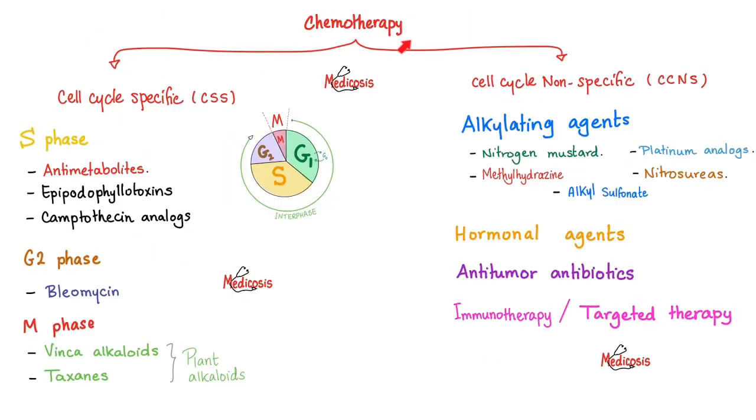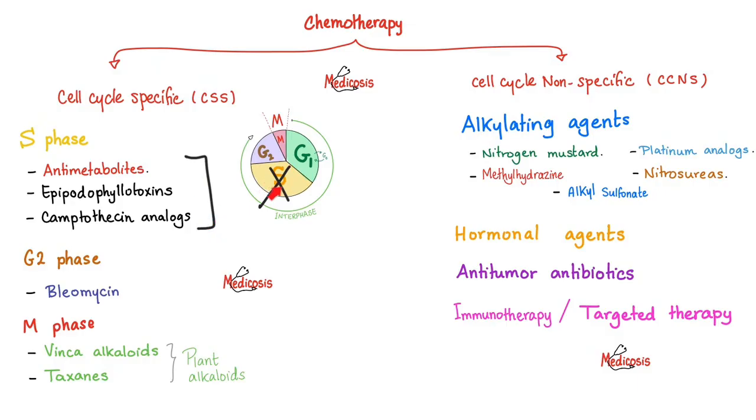When it comes to chemotherapy or anti-cancer medications, we divide them into cell cycle specific and cell cycle non-specific. Cell cycle specific will target certain phases of the cell cycle. For example, the following classes of medication target the S phase. These are the anti-metabolites, the epipodophyllotoxins, and the camptothecin analogs. Who named these things? So if I'm taking one of these medications, say goodbye to the S phase, which means that the cancer cells will not divide.